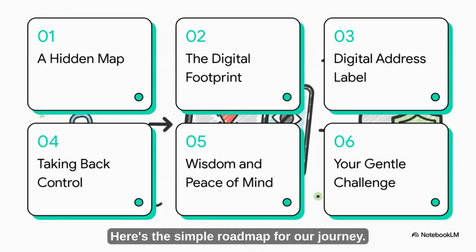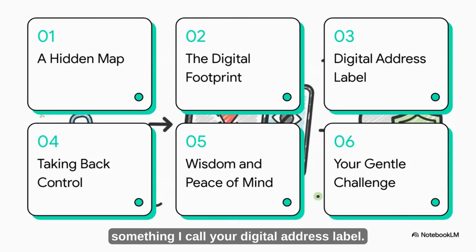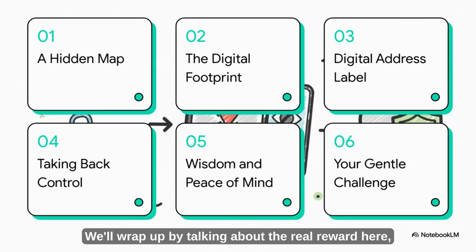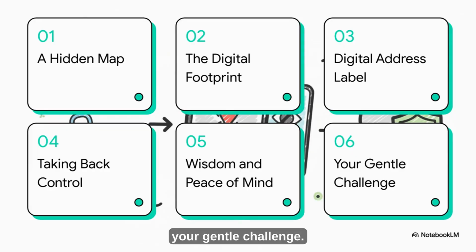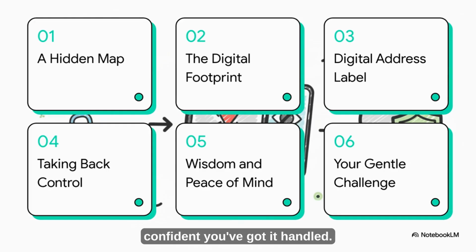Here's the simple roadmap for our journey. First, we'll unpack this idea of a hidden map. Then we'll look at the digital footprint to see exactly how this map gets made without you lifting a finger. After that, we'll cover the most important lesson of the day, something I call your digital address label. Then comes the best part, taking back control, where I'll guide you step by step. We'll wrap up by talking about the real reward here, wisdom and peace of mind. And I'll leave you with a simple final step, your gentle challenge. It's a clear path from understanding the issue to feeling confident you've got it handled.